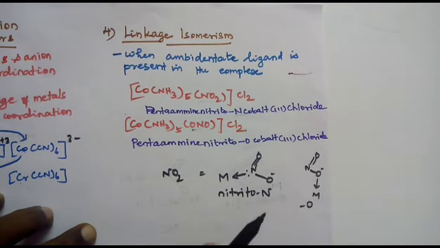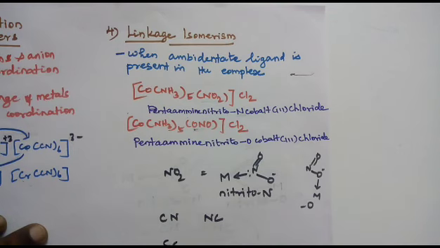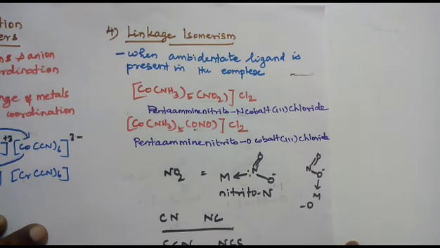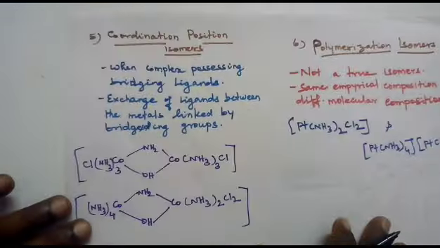Okay, and there are other ambidentate ligands as well. It can be cyano or NC, isocyano, or SCN, thiocyanato or isothiocyanato. These are also other examples of ambidentate ligands which can give linkage isomerism. Okay, next one is coordination position isomerism.